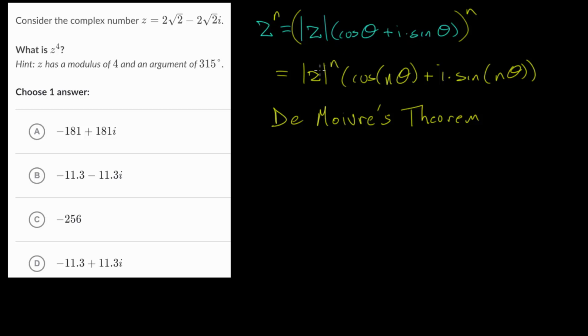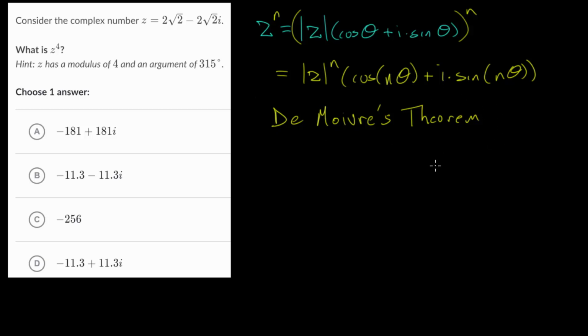raised to the nth power multiplied by this direction, where the angle theta, which is measured relative to the positive real number axis, is multiplied by n, whatever that exponent is. So the magnitude is multiplied by itself n times, and the angle is added to itself n times. And we call this de Moivre's theorem.